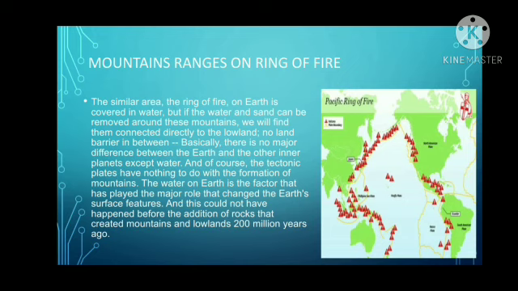could not have happened before the addition of rocks that created mountains and lowlands 200 million years ago. So the Ring of Fire is important because it's the home of 75% of the world's volcanoes and 90% of its earthquakes. About 1,500 active volcanoes can be found around the world. So this movement results in deep ocean trenches, volcanic eruptions, and earthquake epicenters along the boundaries where the plates meet, called fault lines.